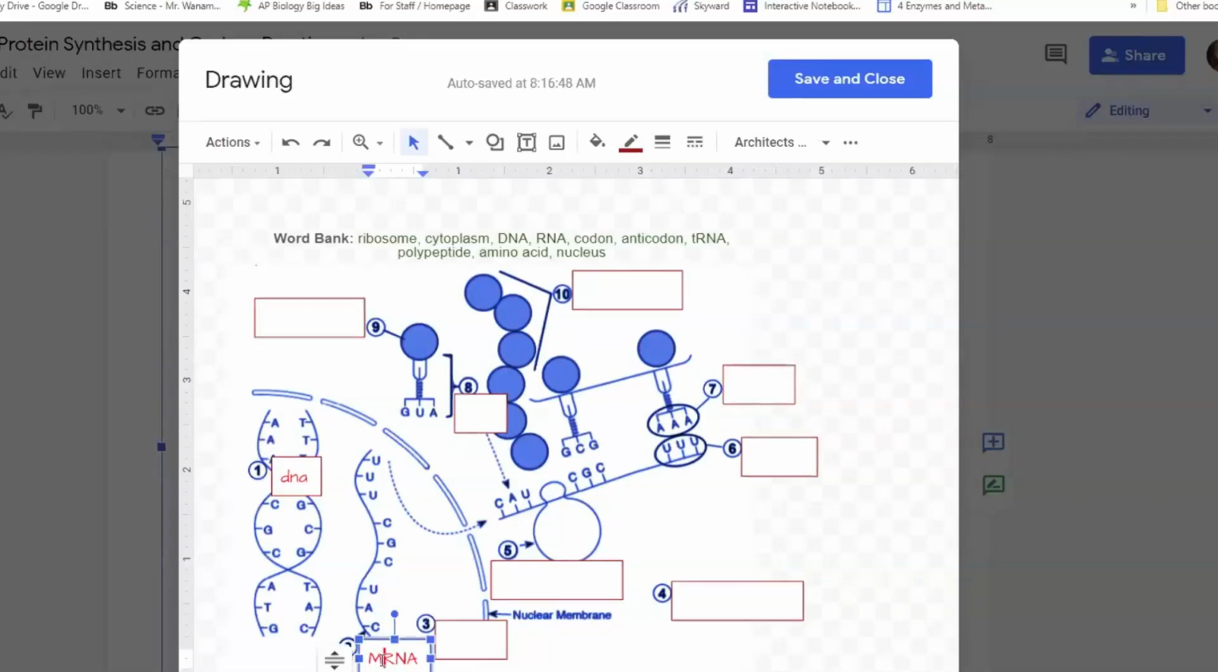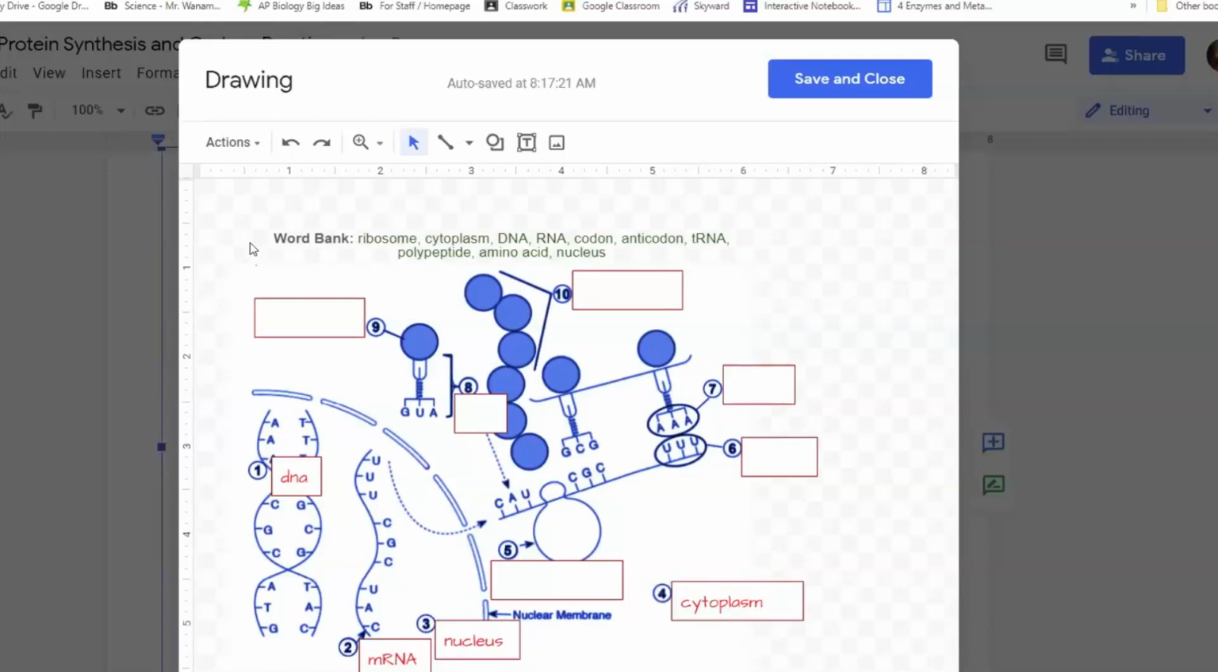And then this is all taking place in number 3. What is this whole structure inside of the cell? Oh, look, it's surrounded by a nuclear membrane. Nucleus. Yes, thank you for being brave. Okay, so outside of the nucleus, number 4 is going to be our cytoplasm, the open space.